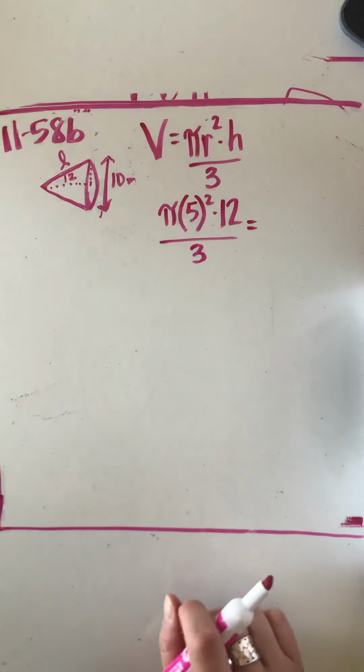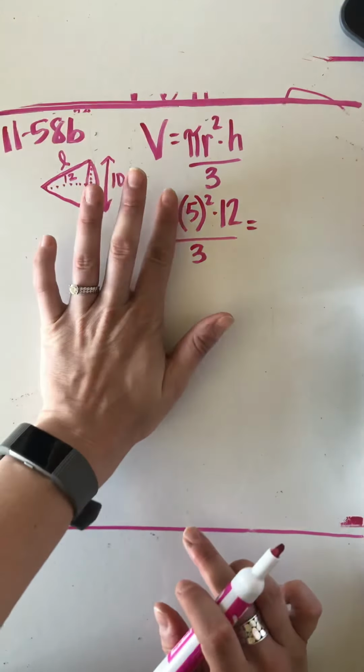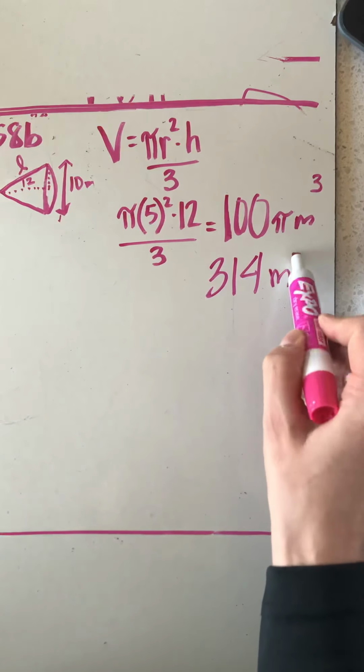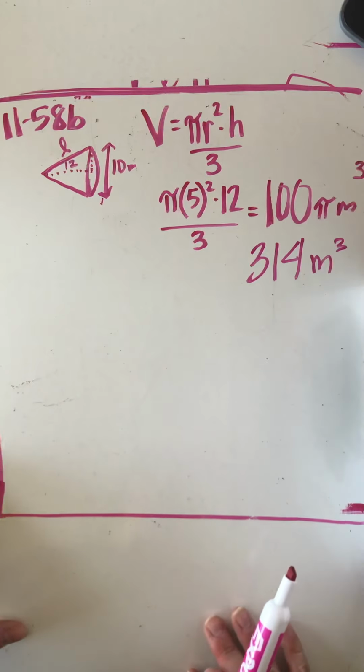So you can either leave your answer in terms of pi, which means ignore that until the end and then add it back in, or you can multiply by pi using the button on your calculator or the approximate 3.14. So if you leave it in terms of pi, you're going to get an answer 100 pi meters cubed. If you use 3.14, you're going to get an approximate answer of about 314 meters cubed. Either of those answers are fine, and you found the volume of that cone.